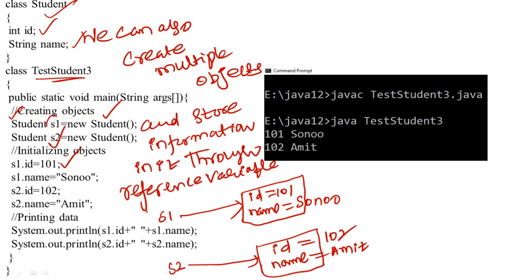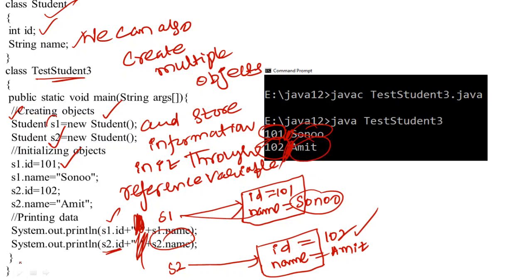What is the difference? In the previous program we created only 1 object. Here I created two objects. System.out.println s1.id. s1.id means, just see, it's printing 101. After that I am appending space, and you are getting that space. Then s1.name, some string. And s2.id is 102, for which I am appending space, then s2.name is Amit. What is the difference between this program and the previous program? As I told you many times, in this program I have two reference variables s1 and s2.